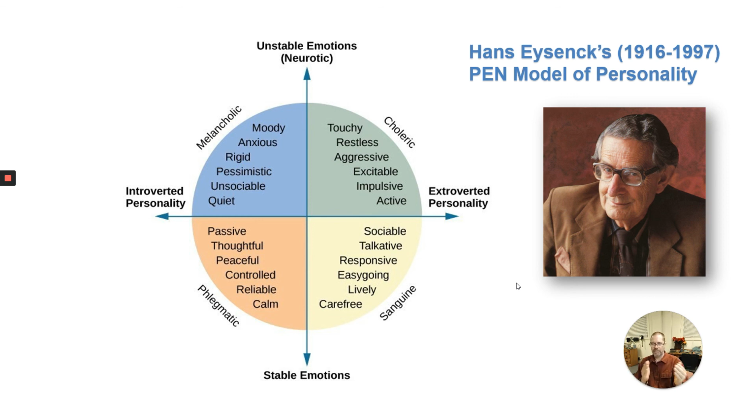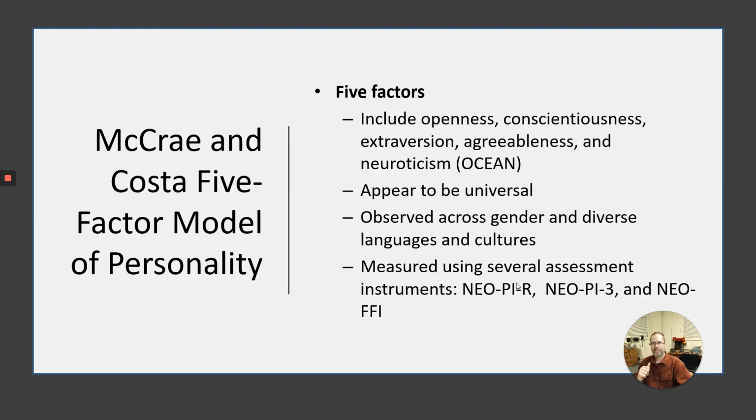And those certainly would be at different ends of a continuum, or quiet versus active, and so on. But this is just a model, and this is Eysenck. What about McCrae and Costa, a 5-factor model of personality? And that's all we're really dealing with here.